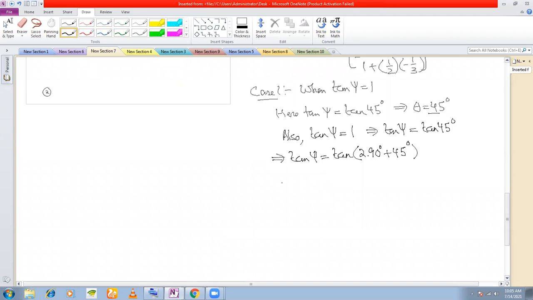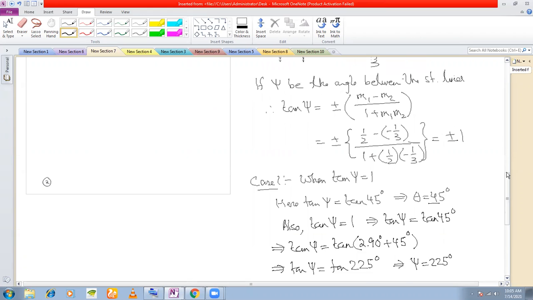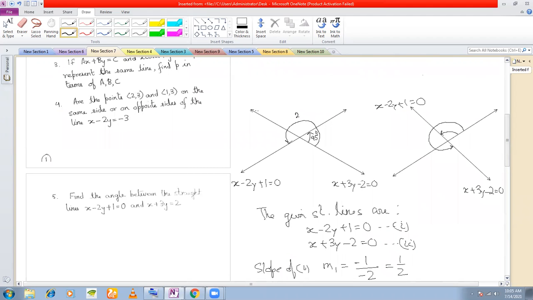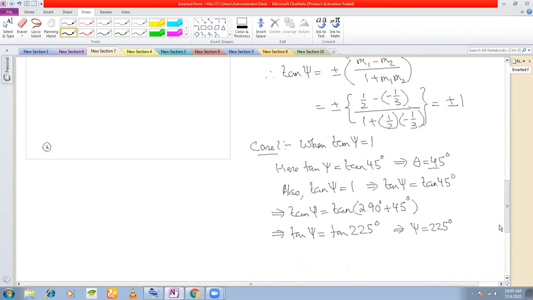So that means tan psi must be equal to tan of, I think, 225. So that means psi must be equal to 225 degree. Okay, so you have got another angle. And which angle do you think you have got this? You have got this as your 225 degree. Fine. So this was case 1.